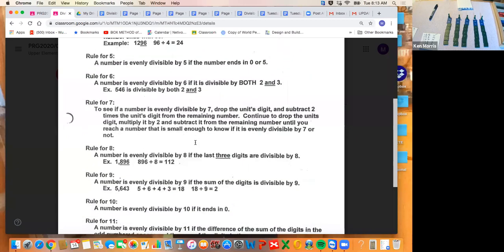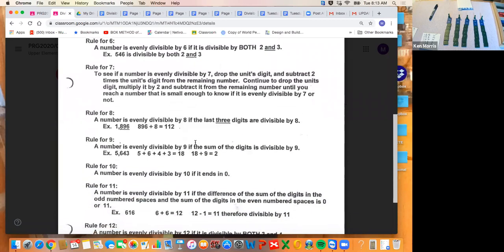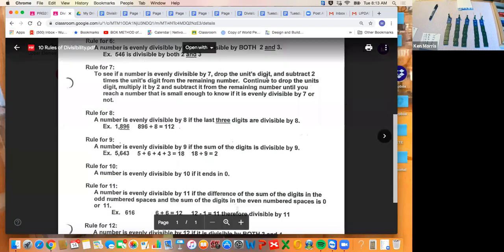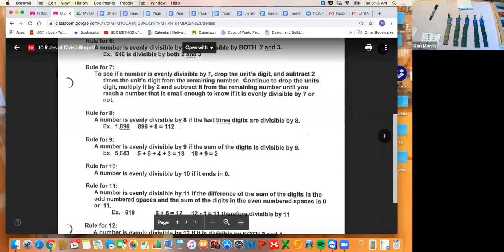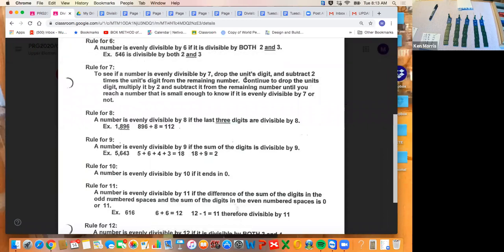The same with 7. 7 is a convoluted mess. I'm not sure why we even have a rule. To see if a number is divisible by 7, here you go: drop the units digit and subtract 2 times the units digit from the remaining number. Now, it's amazing that this works, right? That in itself is the beauty of math. Math is just one big puzzle.